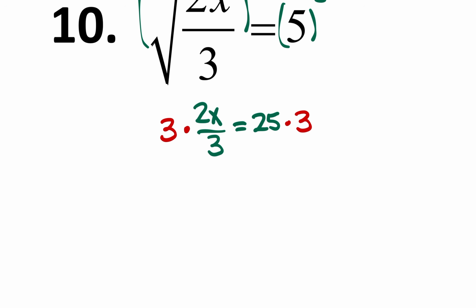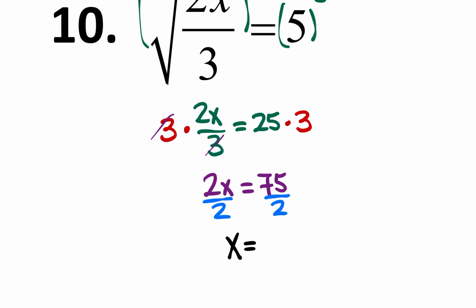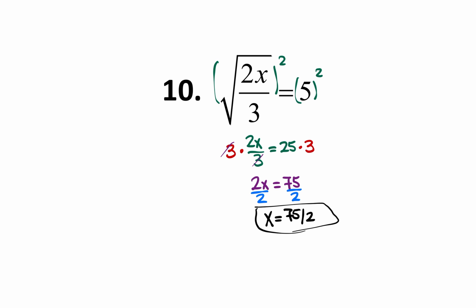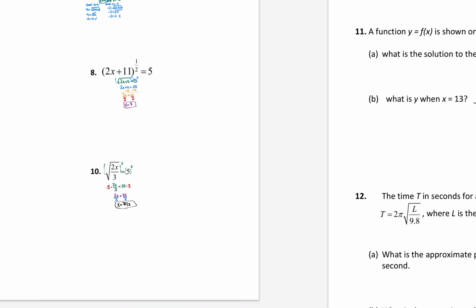And we see that the 3's cancel out on the left-hand side. We have 2x is equal to 75. We then divide both sides by 2. And this will leave us with a final solution of 75 divided by 2. We cannot simplify that any further, so leave it alone. Okay? All right, let's go ahead and move on to the next question type.